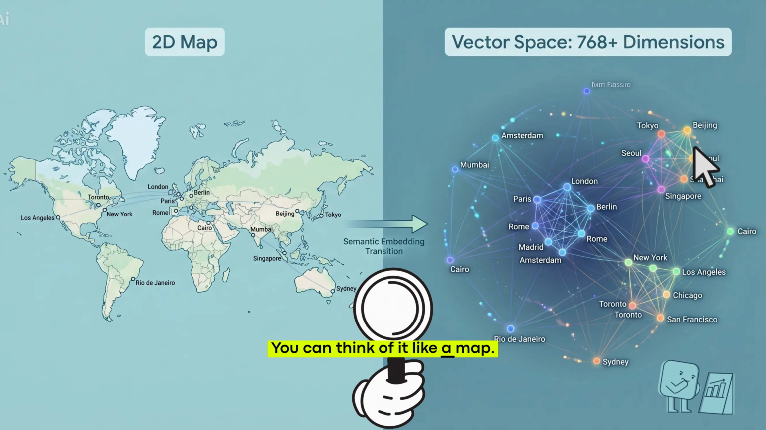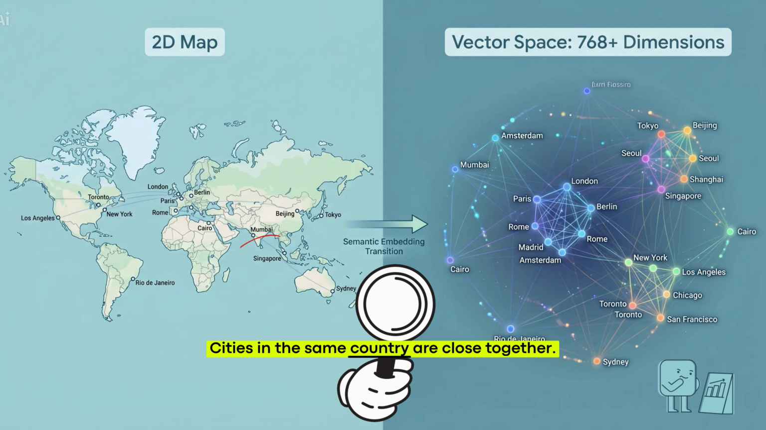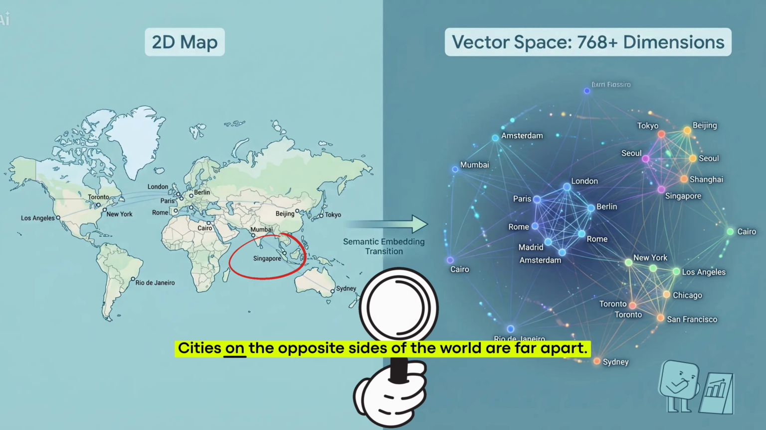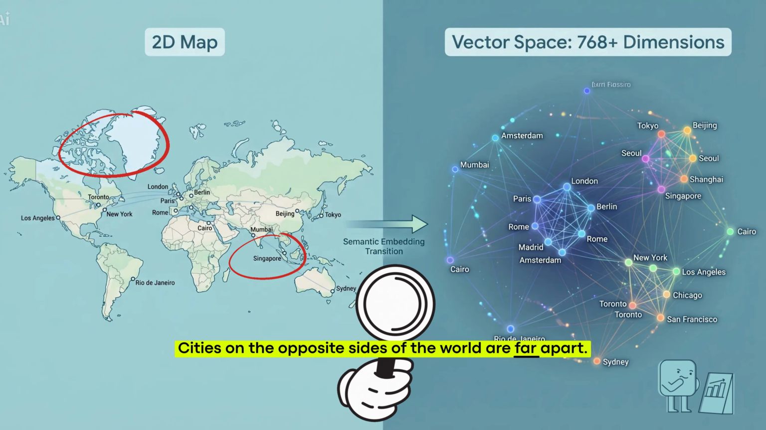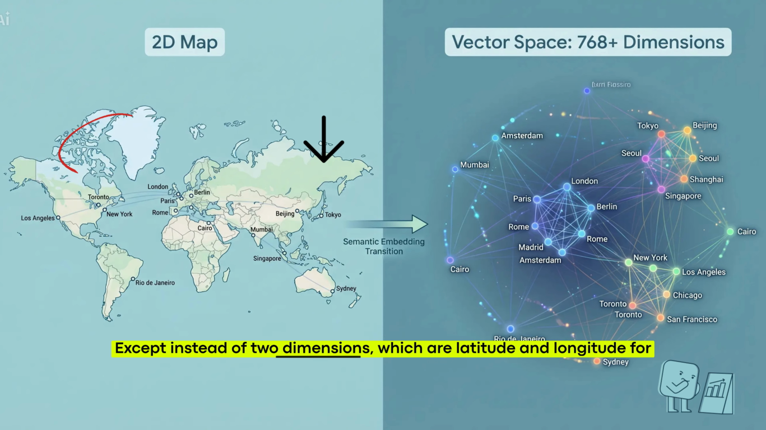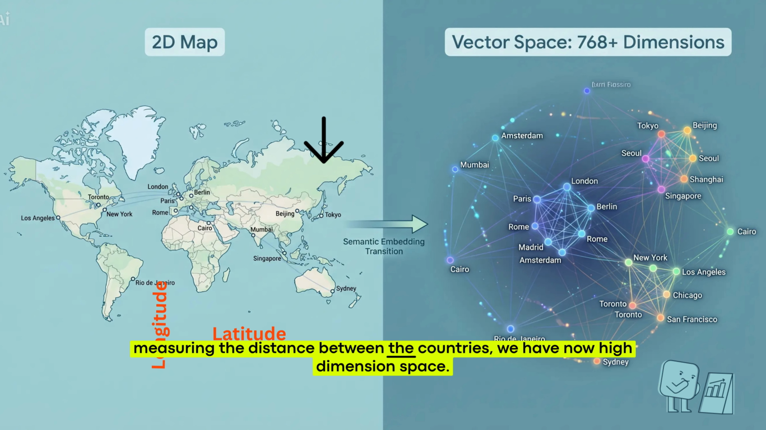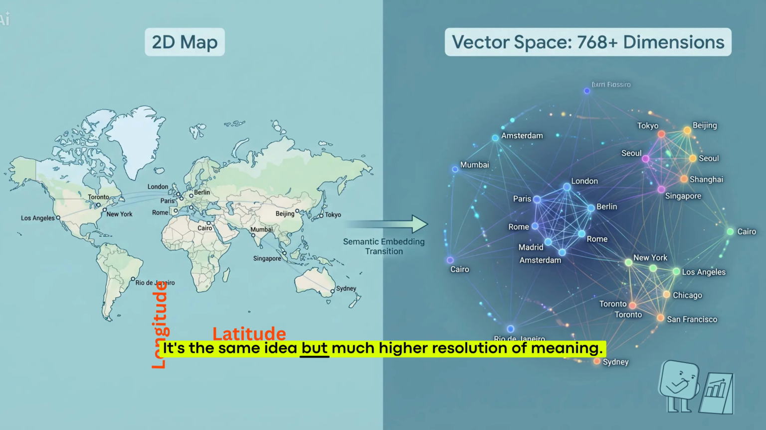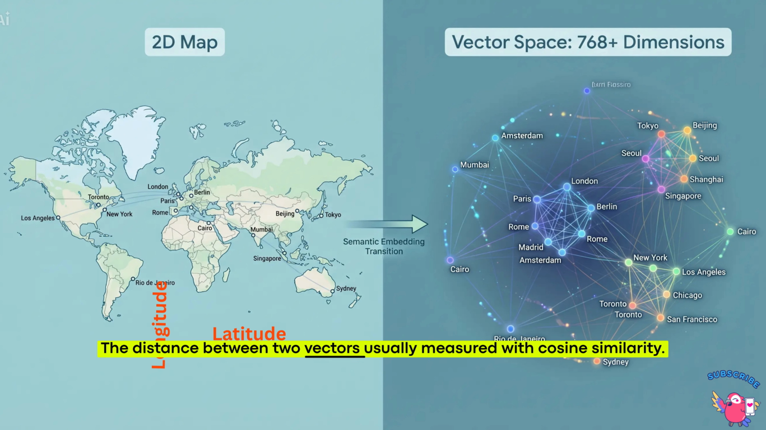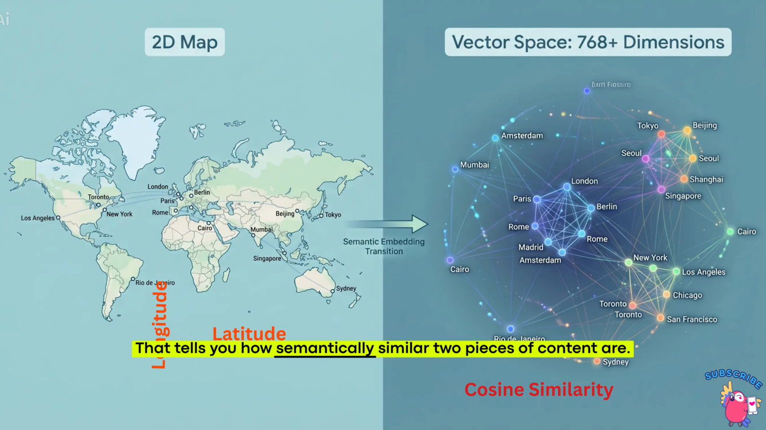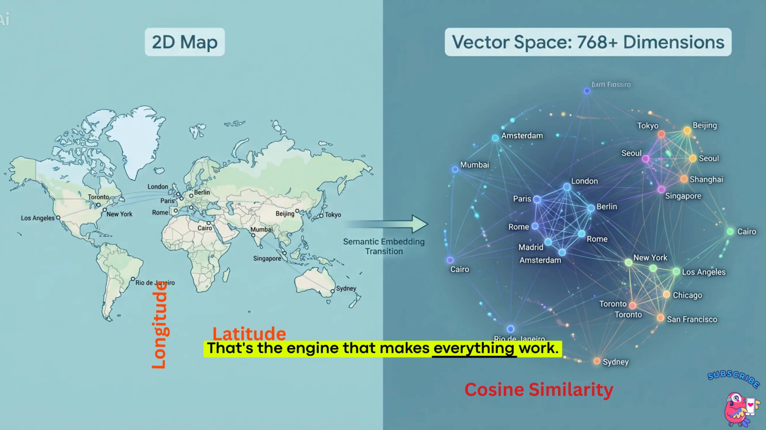You can think of it like a map. Cities in the same country are close together. Cities on the opposite sides of the world are far apart, except instead of two dimensions, which are latitude and longitude for measuring the distance between the countries, we now have high dimension space. It's the same idea, but much higher resolution of meaning. The distance between two vectors is usually measured with cosine similarity. That tells you how semantically similar two pieces of content are. That's the engine that makes everything work.